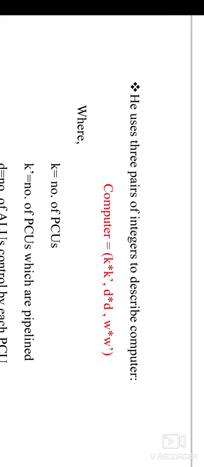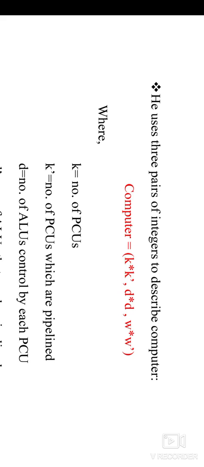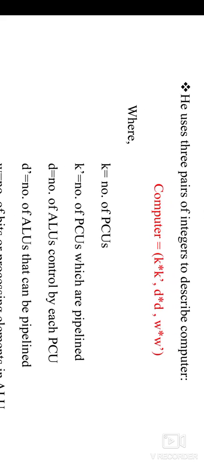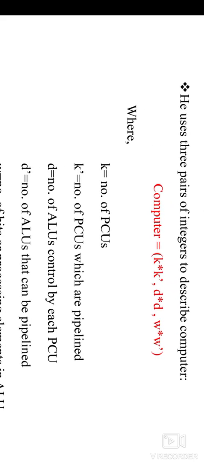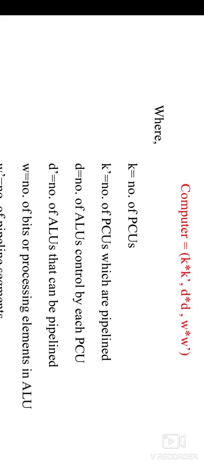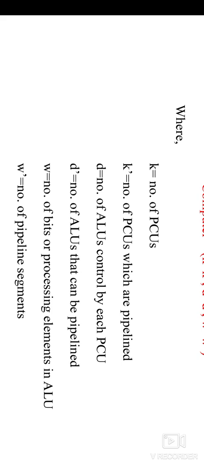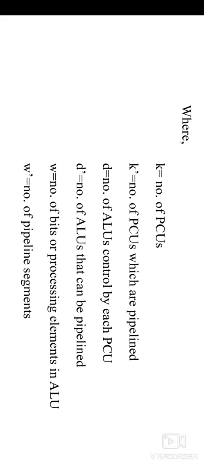So he uses 3 pairs of integers to describe the computer. That is, the computer can be described by 6 different integer entities: k, k', d, d', w, w'. These are the 6 entities. K denotes the number of PCUs, the processor control units. K' is the number of PCUs which can be pipelined. D denotes the number of ALUs controlled by each PCU, and D' denotes the number of ALUs that can be pipelined.